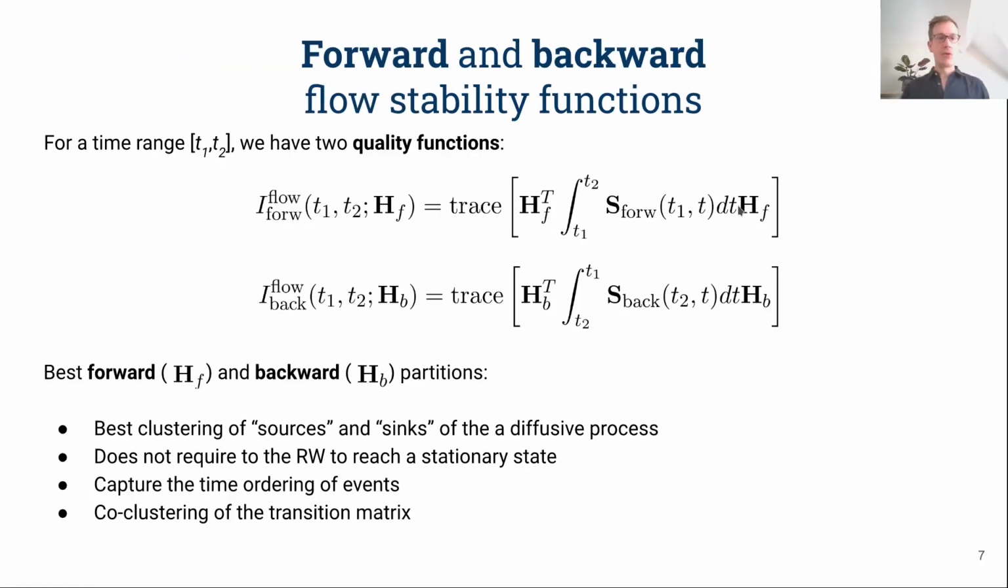So now if we have a time range T1 and T2, we can define 2 quality functions as the integral of those covariance matrices, and then we cluster them using those 2 indicator matrices, HF and HB, which encode the forward and the backward partitions. And the goal is to find the partition that will maximize those 2 quality functions. And this gives us a clustering in terms of sources for the forward partition and sinks for the backward partition.